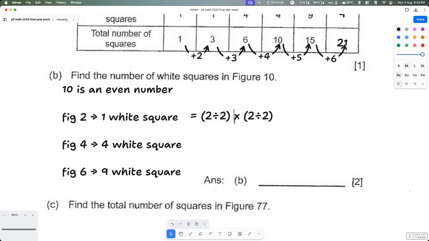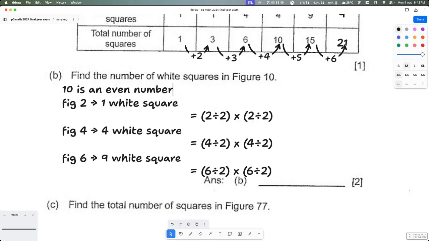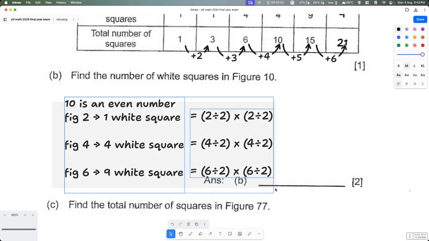Okay, so is this the same with the rest? Yes. Okay, so in this case, 4 divided by 2 times 4 divided by 2, and then the last one will be 6 divided by 2 times 6 divided by 2. So that means, let me just push this here. Okay, so this is the pattern.